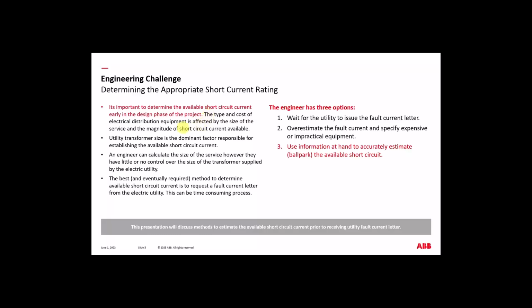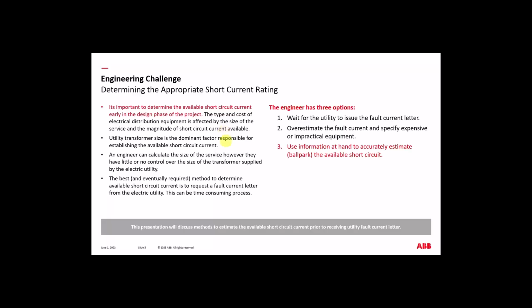So, going to go through a couple more of these points here. The type and cost of the distribution equipment is greatly affected by both the size of the service and the magnitude of the short circuit current available. It's not linear, so super high interrupt rating equipment is a lot more expensive than something that would be off the shelf standard.